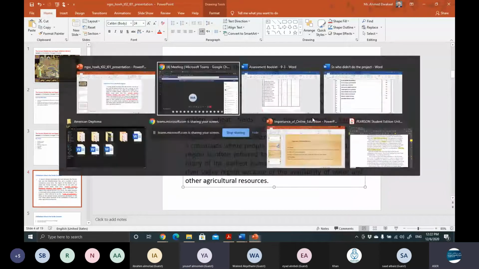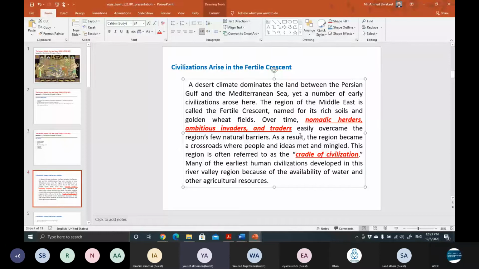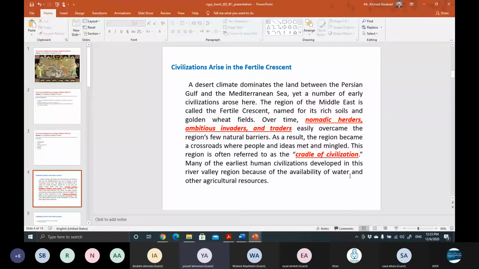So basically, because of the fertile soil and the availability of water, the Mesopotamian civilization had the Fertile Crescent. That place had lots of civilizations, and many of them, through trade and invasion, exchanged traditions, thoughts and ideas. So it was often referred to as the Cradle of Civilization. Cradle of Civilization. Bravo.